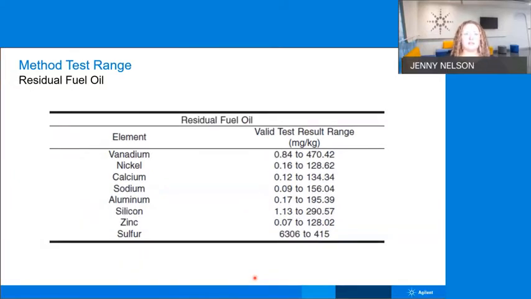Okay, now you can see the method test range for the residual fuel oil. And you can see we have vanadium, nickel, calcium, sodium, aluminum, silica, zinc, and sulfur.